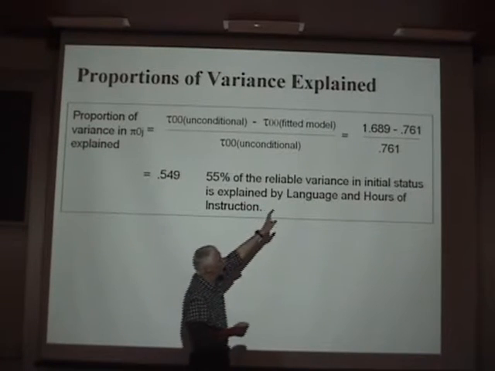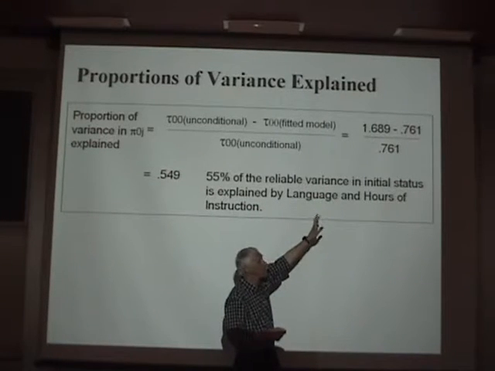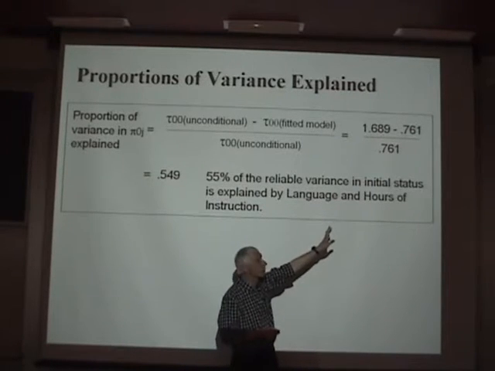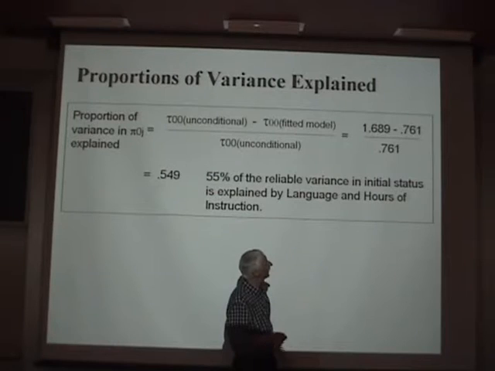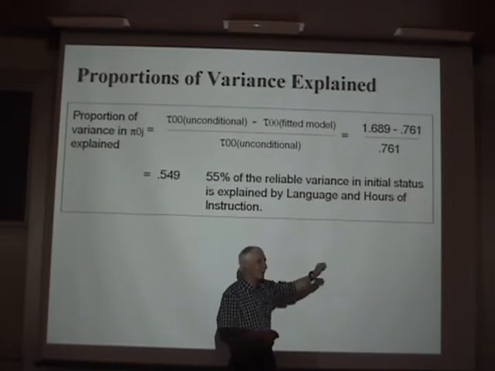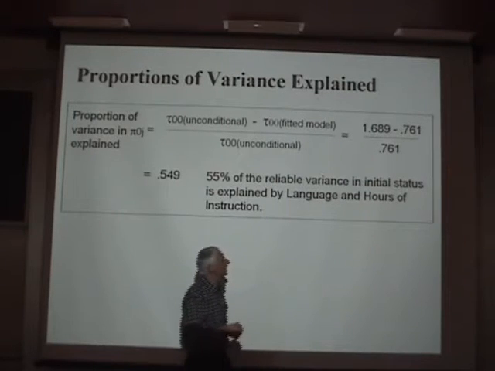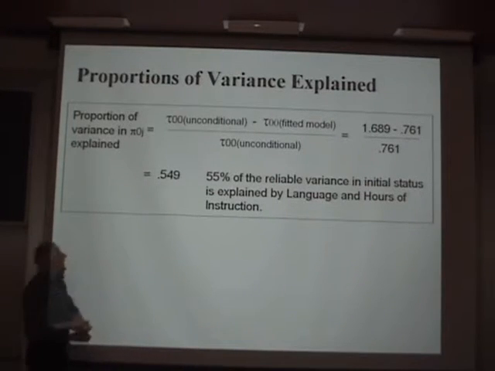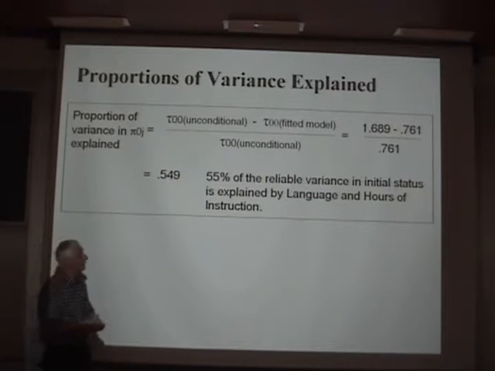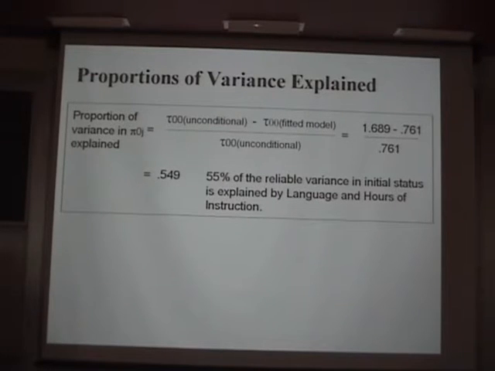And we started out with a tau of 1.689, and the tau, when we put those two predictors in the equation, drops to 0.76. That should be 1.869 in the denominator. That's a mistake. Cross that out with 1.689, and you end up with 0.549. This is right from the textbook, so I know that number is correct. So 55% of reliable variance in the initial status is explained by the language and hours of instruction.